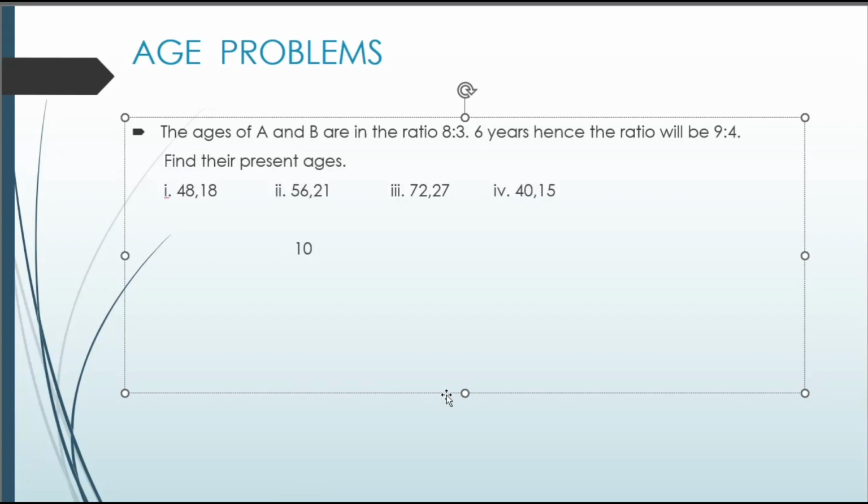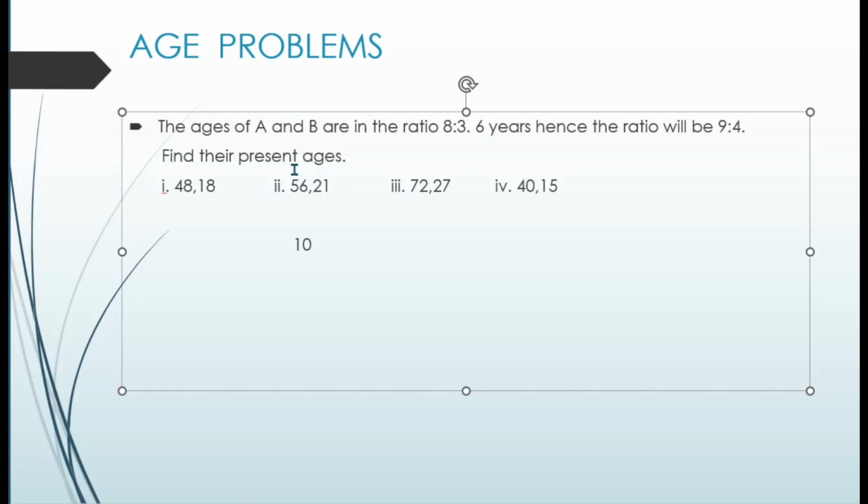So without wasting any further time, let's get to the topic. Today's topic is based on the age problems which you might have faced in many of your competitive exams. The question says that the ages of A and B are in the ratio 8 is to 3. 6 years hence, their ages would be in the ratio 9 is to 4. You're asked to find their present ages.